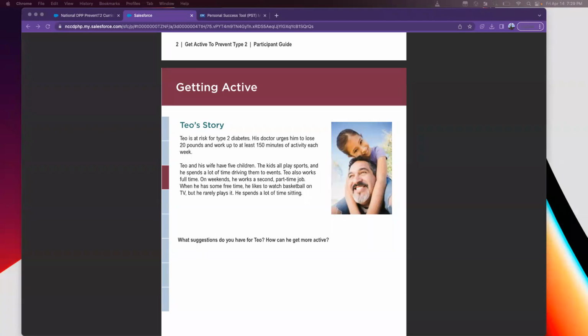Theo also works full time. On weekends, he works a second part-time job. When he has some free time, he likes to watch basketball on TV, but he rarely plays it. He spends a lot of time sitting. What suggestions do you have for Theo? How can he get more active?